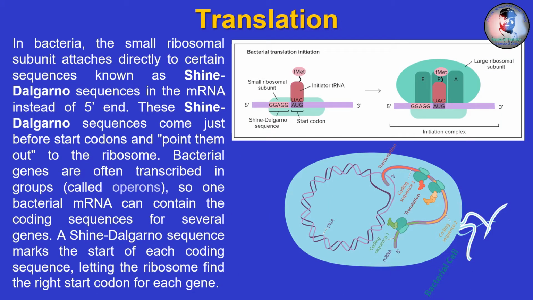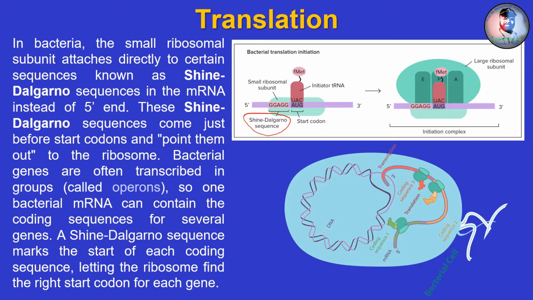In bacteria, the small ribosomal subunit attaches directly to certain sequences known as Shine-Dalgarno sequences in the messenger RNA instead of the 5' end. These Shine-Dalgarno sequences come just before start codons and point them out to the ribosome.